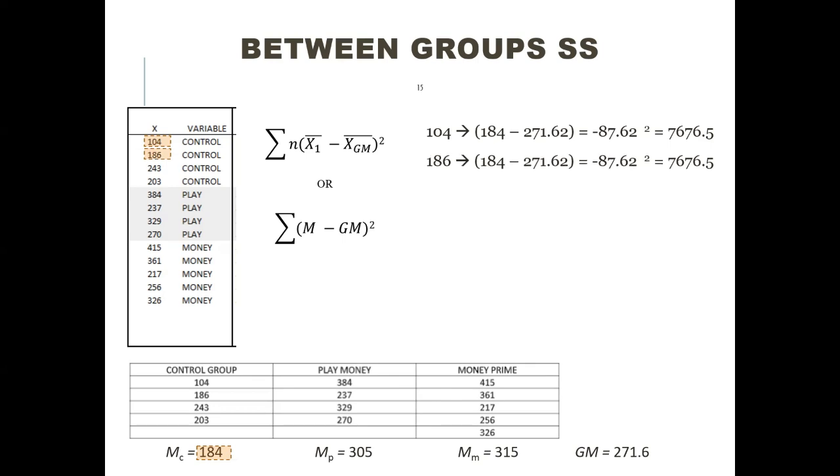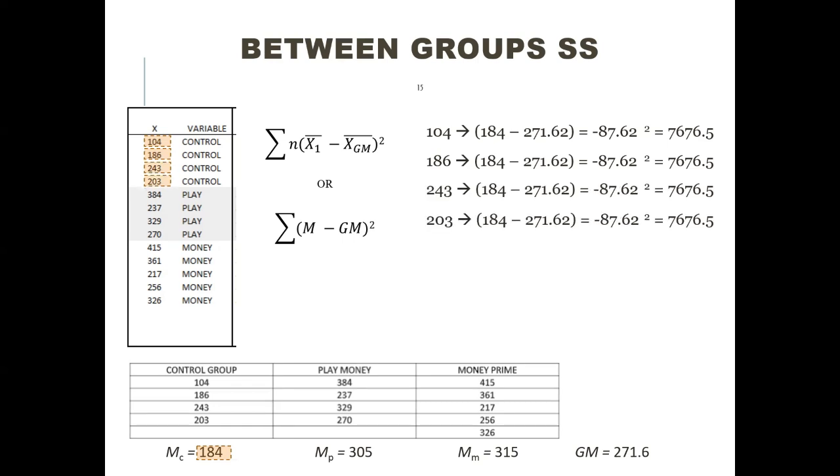We do that again for the next number, 186. Again, we still don't use 186. We use the group mean. So we do 184 minus 271.6, the same calculation as we did above. We do that for the 243, for 203, etc. We do this once for every data point in the group, and then we add it up, right? Or what you could do is do this once: 184 minus 271.62 squared, and then multiply that by little n. You can see that that's listed in here.